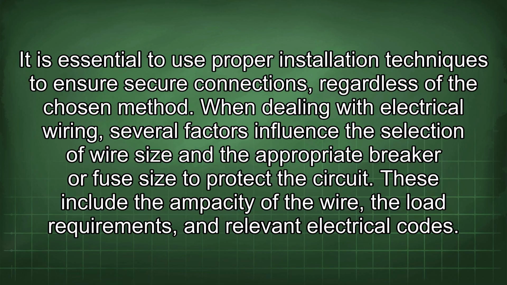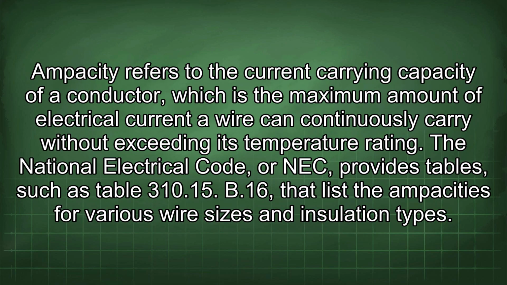method. When dealing with electrical wiring, several factors influence the selection of wire size and the appropriate breaker or fuse size to protect the circuit. These include the ampacity of the wire, the load requirements, and relevant electrical codes. Ampacity refers to the current carrying capacity of a conductor, which is the maximum amount of electrical current a wire can continuously carry without exceeding its temperature rating.